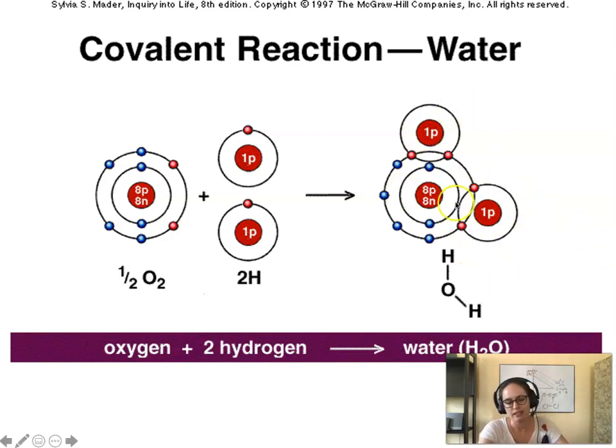Whereas the hydrogens with their 2, and again, they don't have as much positivity compared to this. Look at how many protons you get over here: 8. So the electrons really want to go to those 8 protons. Meanwhile, this 1 proton just isn't strong enough to pull the electrons over to it. So relatively, the hydrogens over here are going to be positive, and the oxygen is going to be negative.